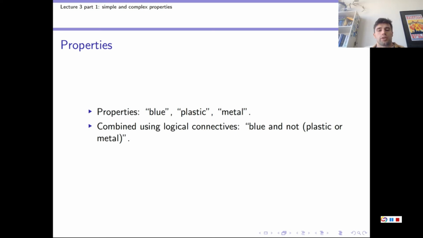In this course, we'll use capital letters to abbreviate property expressions, and the book does that too. So a natural way to abbreviate the above example would be something like B ∧ ¬(P ∨ M), where obviously B stands for blue, P for plastic, and M for metal.